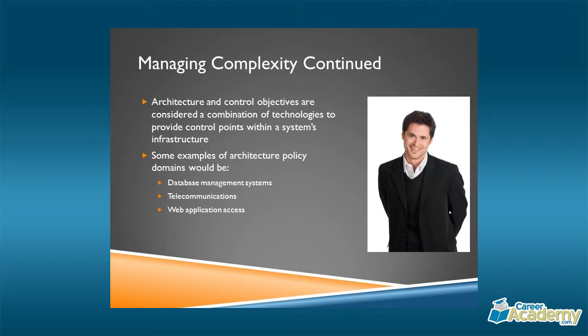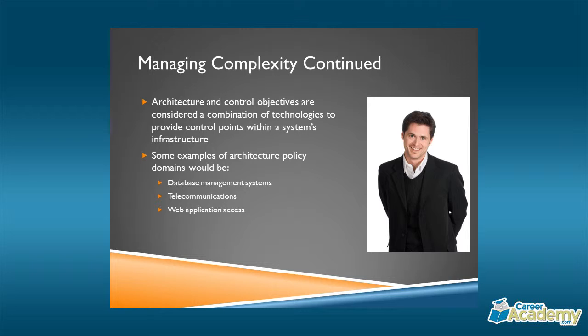Now, having said all of that about complexity, we have to realize that architecture and control objectives are considered in combination of technologies to be able to provide what we call control points within a system's infrastructure. Now remember, this idea of architecture is something that's around 10 years old, and that can act as a framework or help us in providing the roadmap to being able to get to certain goals, especially as we're talking about security programs. So when we look at the architecture and we know what our objectives are with the controls, those things are going to be combinations of technologies. It could be combinations of policies and procedures, but we use them as control points within our system.